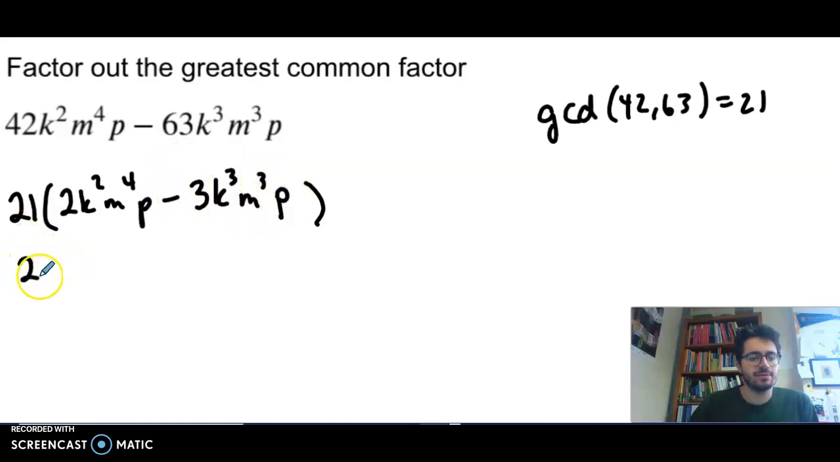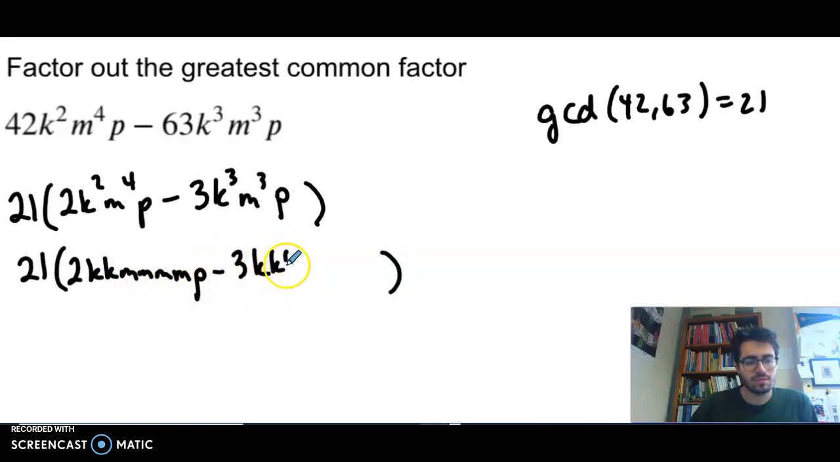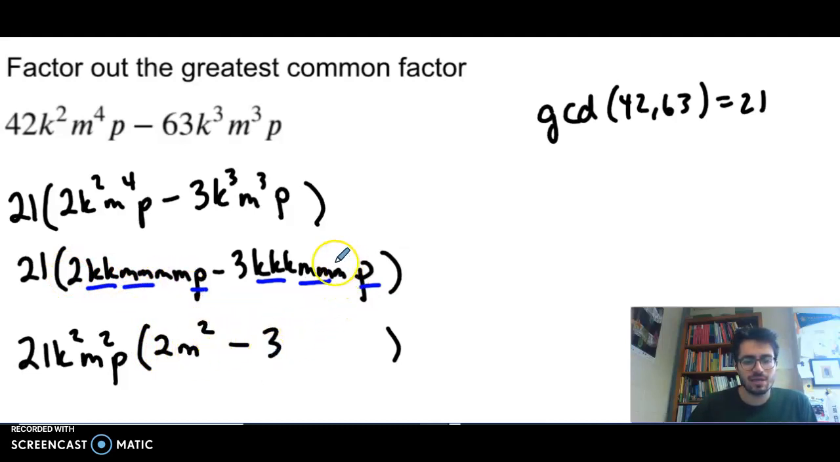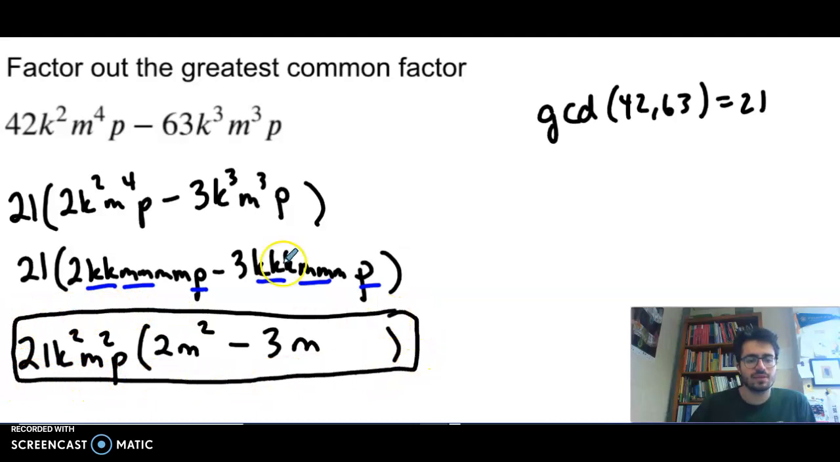And now I take care of my variables. So I can expand everything here. Let's see what they share. They both have 2 K's, they both have 2 M's, and they both have a P. So I can take those out. So I have 21 K squared M squared P. And then I'm left with 2, I have 2 M's here, so 2M squared, minus 3, I have an M left. This is my final answer.